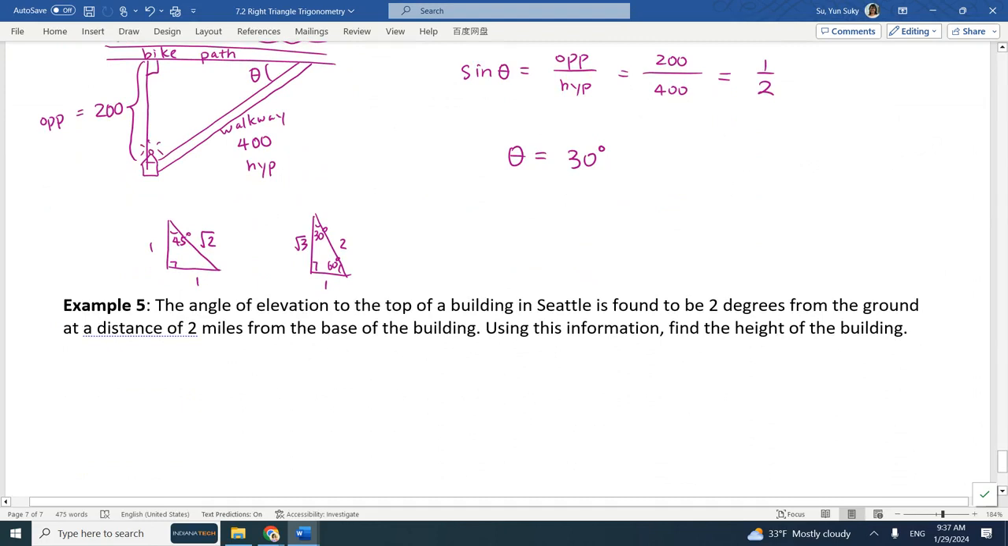And then example 5. The angle of elevation to the top of a building in Seattle is found to be 2 degrees from the ground at a distance of 2 miles from the base of the building. Use this information. Find the height of the building. Okay, let me give you one more piece of information. So 1 mile is 5,280 feet.